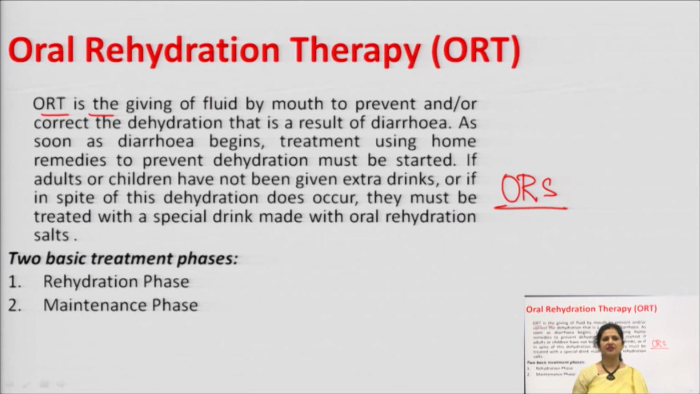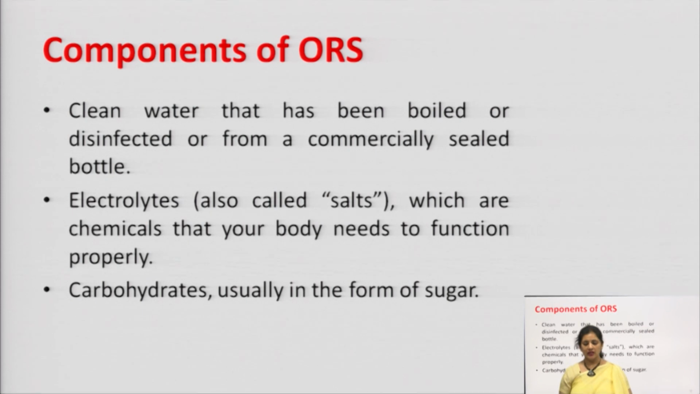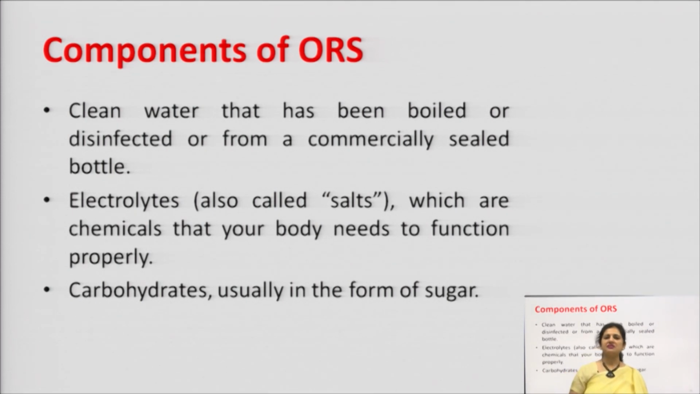If adults or children have not been given extra drink, or if in spite of this dehydration does occur, they must be treated with a special drink made with the oral rehydration salt. Now, these oral rehydration salts come broadly into two categories. One is the rehydration phase, and then we have the maintenance phase. Now, this oral rehydration therapy is recommended by WHO, World Health Organization.